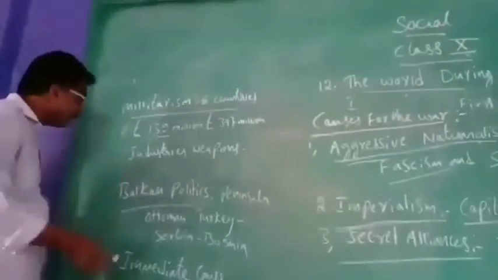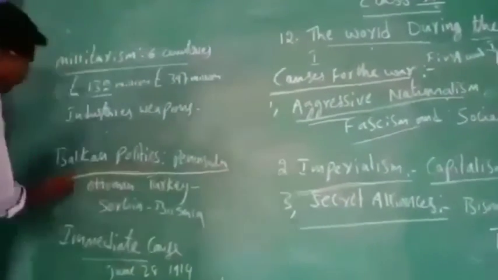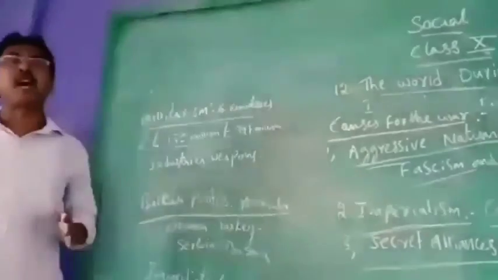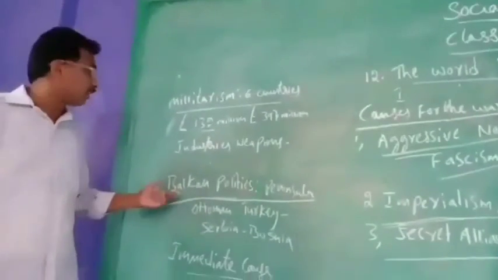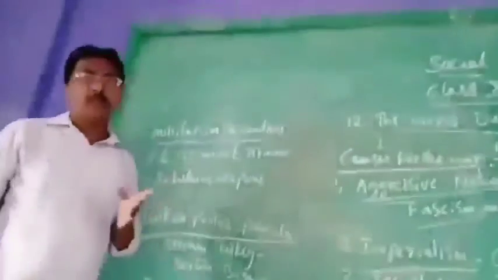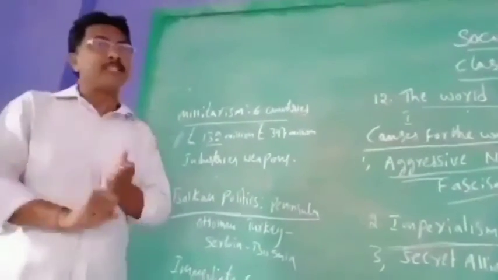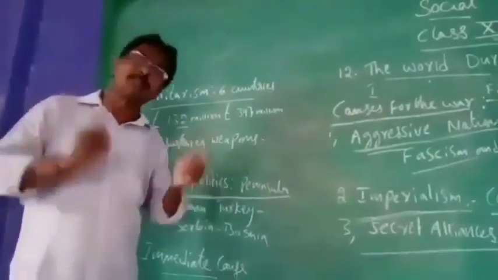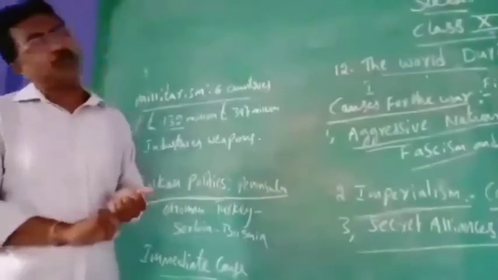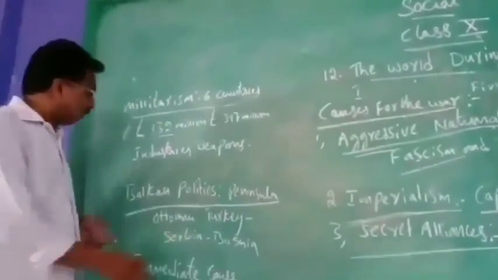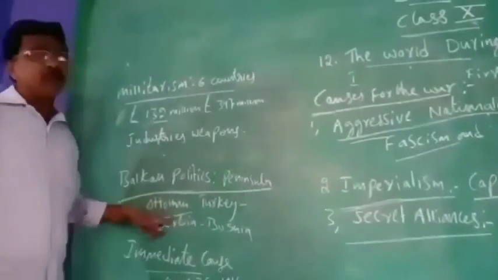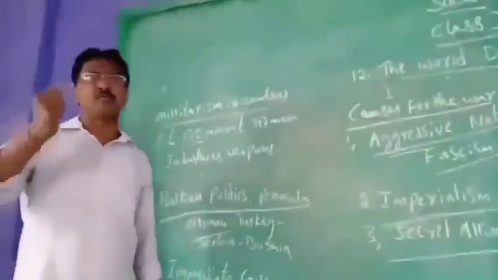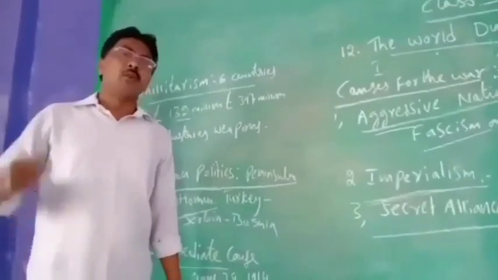And another main reason is called Balkan politics. What is Balkan politics? You see, in Europe, the Balkan Peninsula is also one main reason to cause the world war. Why, I'll tell you. Before that, Ottoman was a king of Turkey. He was a very strong king.